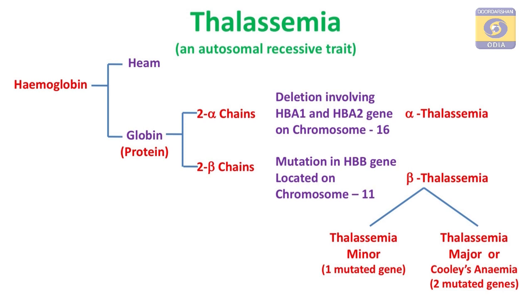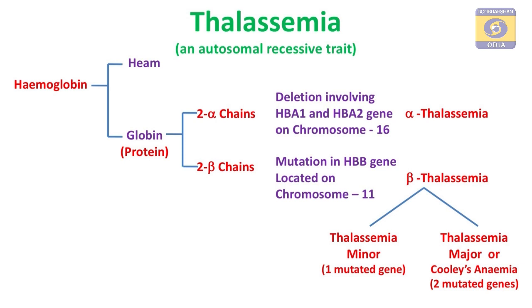You know, this word thalassemia comes from the Greek word thalassa, meaning sea, because this disease was first observed in populations near the Mediterranean Sea. We know the hemoglobin of our body is made up of heme and globin. Heme is the iron part and the protein is the globin part. The globin protein contains 4 polypeptide chains, 2 alpha chains and 2 beta chains.